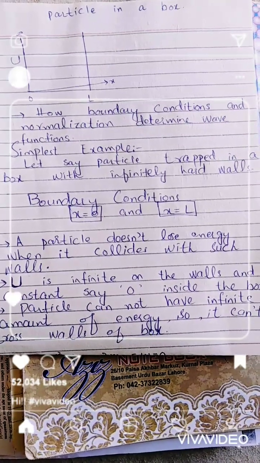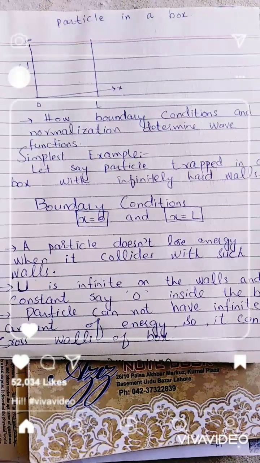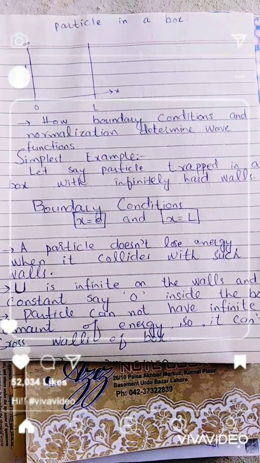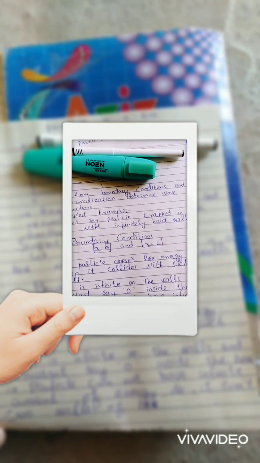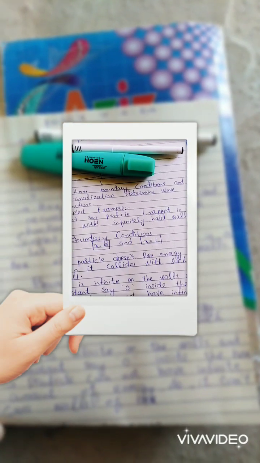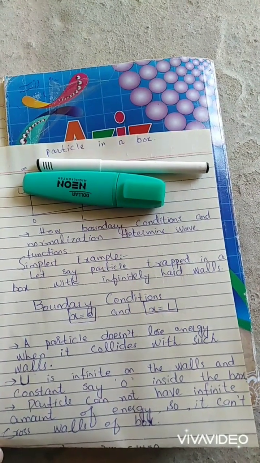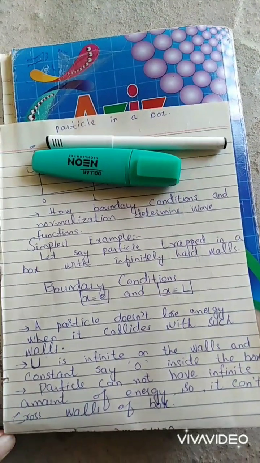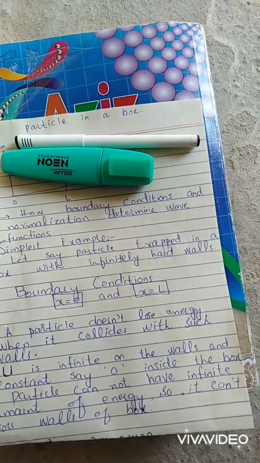So consider that potential energy is infinite at walls and it is constant inside the box, that is U equal to 0. So here U is for the potential energy, which denotes the particle cannot have infinite energy, so it cannot cross the walls, and hence the wave function outside the box is also 0.